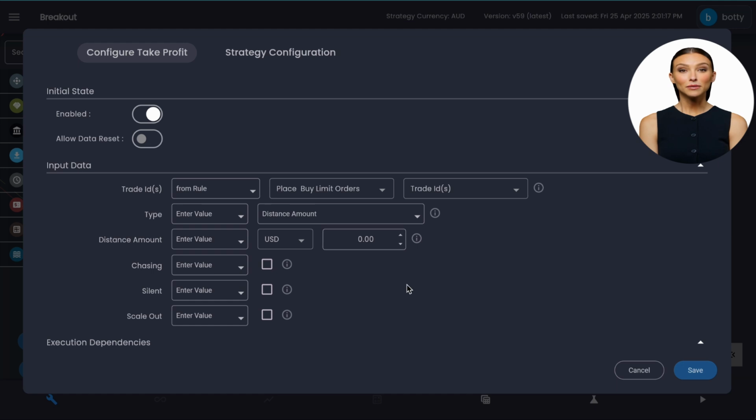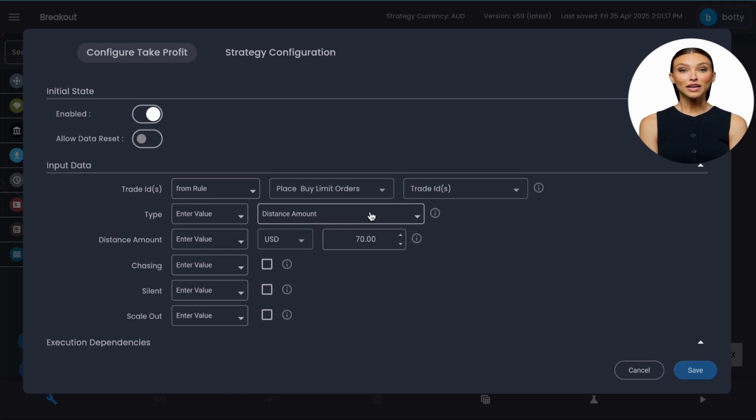Similarly, the distance amount option works in the same way, but instead of pips, you can define the stop distance in monetary units. So, if a trade is $30 in profit, setting a take profit distance amount of $70 relative to the current spot price targets $100 of profit.